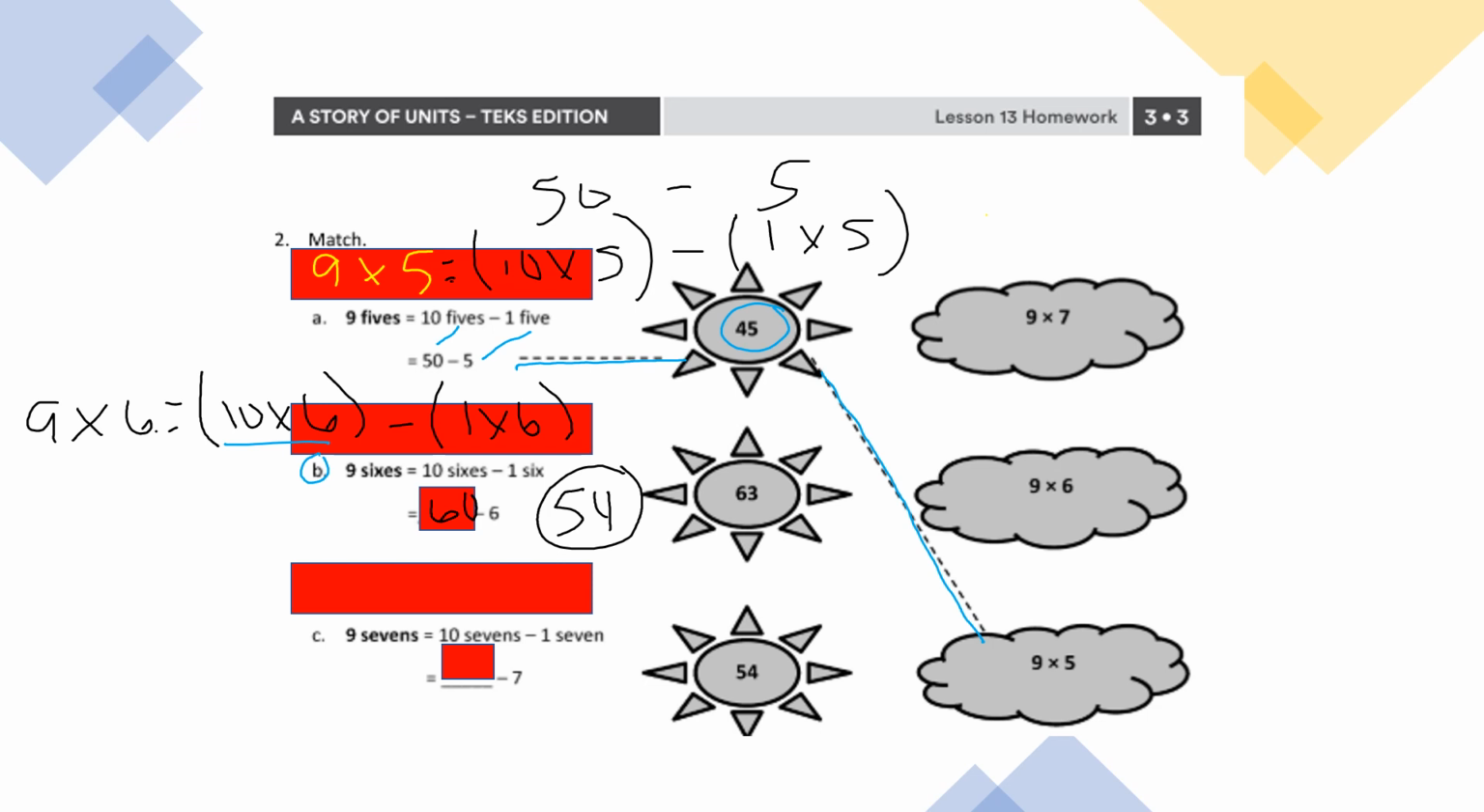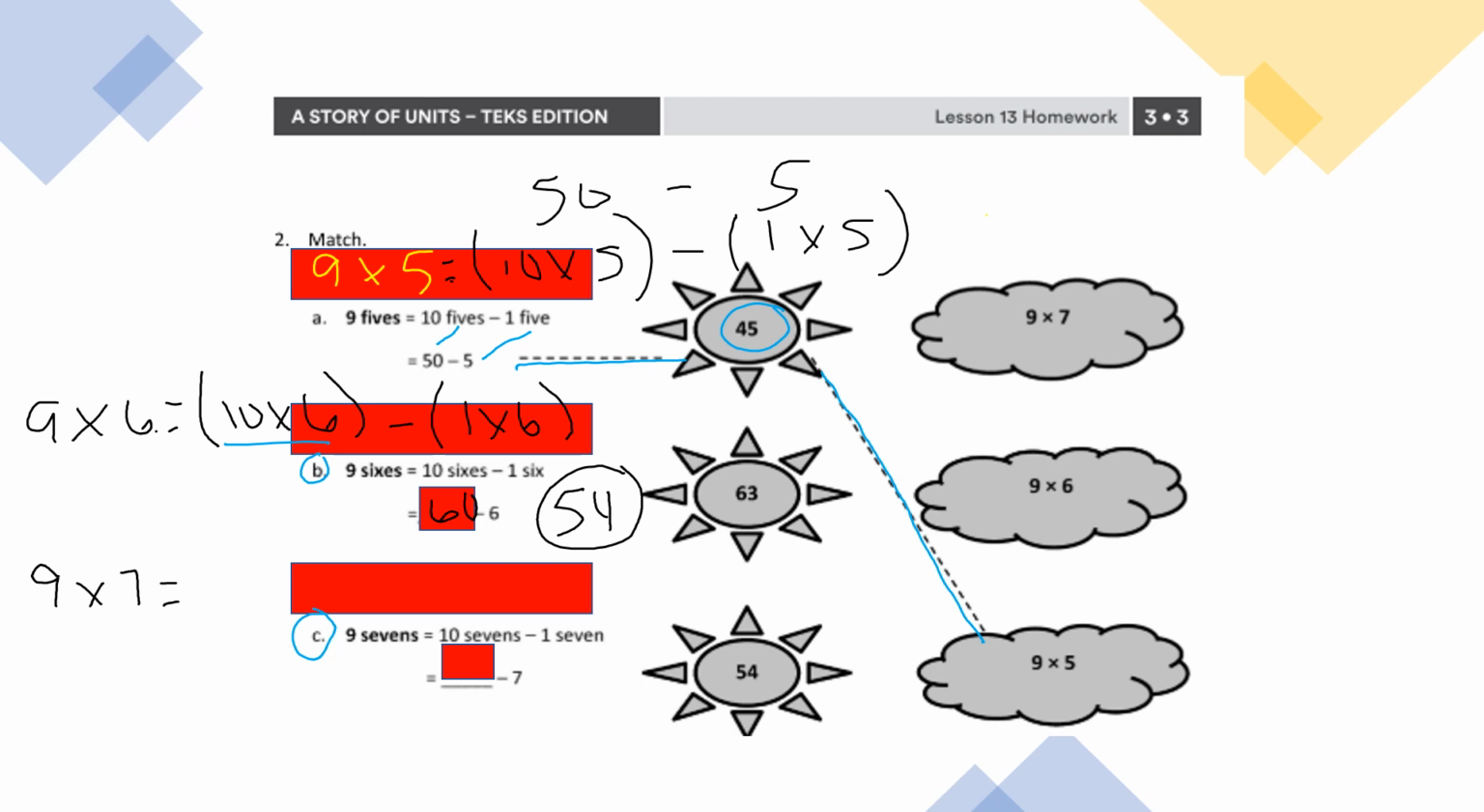Now, again, we're just going to solve all the problems on the left-hand side, and then we're going to start matching. So we're going to wait to match until after we finish solving all of the problems. Okay, we finished with B. Let's move on to C. You have 9 sevens here. So 9 sevens as an equation is 9 times 7.